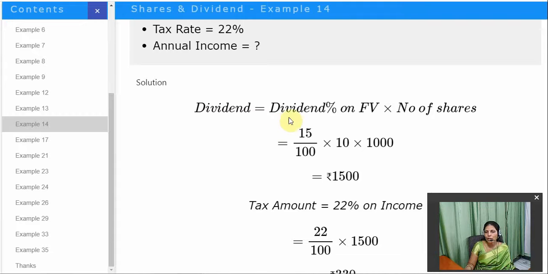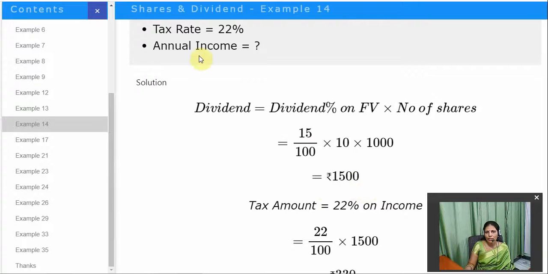Dividend is equal to dividend percentage on face value into number of shares. So dividend percentage is given, just substitute. Face value is given, substitute under this. Number of shares is also given, just substitute. Calculate, you get 1500 as his dividend. That is, his income is 1500.